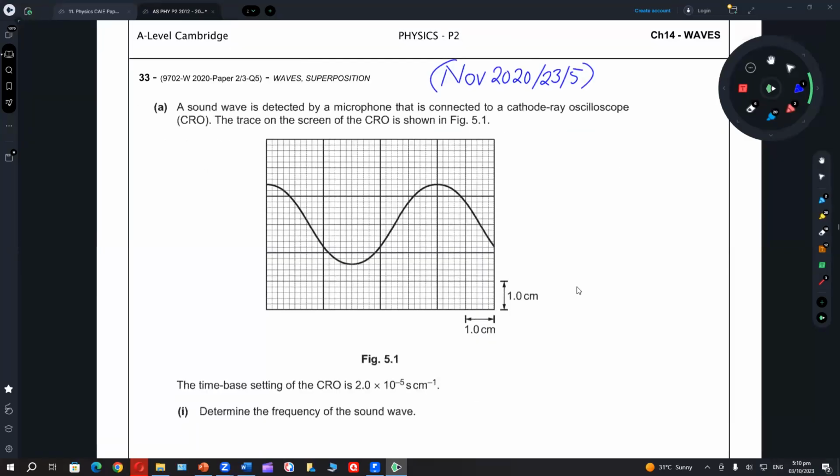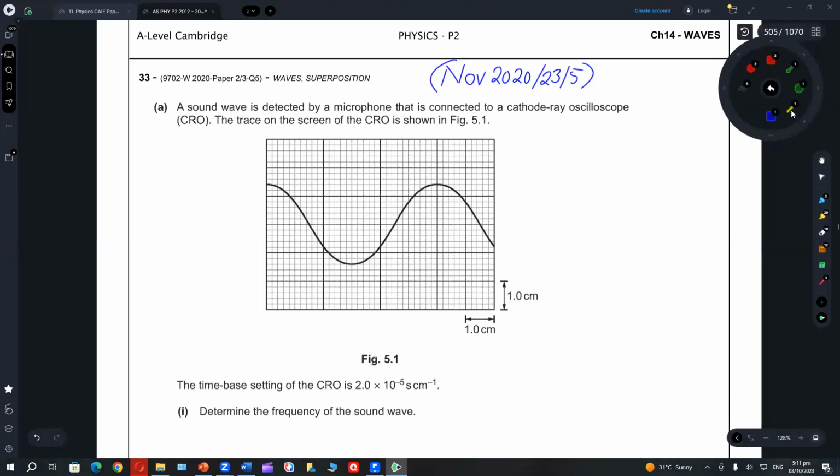November 20. A sound wave is detected by a microphone that is connected to a CRO. The trace on the screen of the CRO is shown. The time-based setting of the CRO is 2 times 10 to the power minus 5 second per centimeter. Determine the frequency of the sound wave.